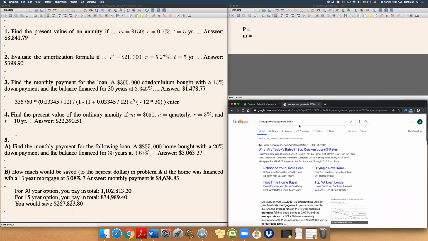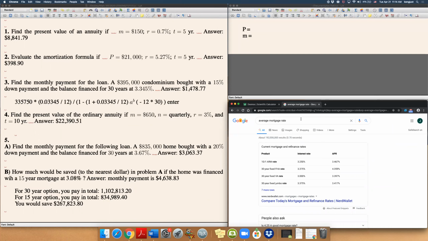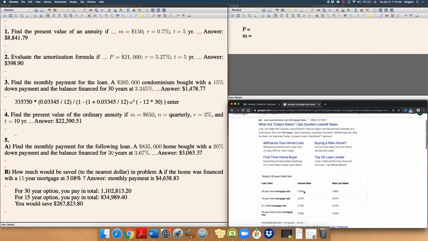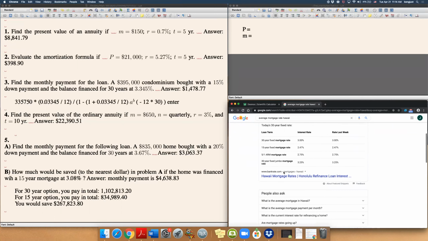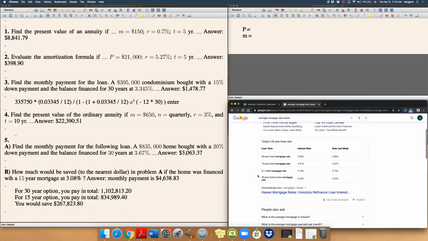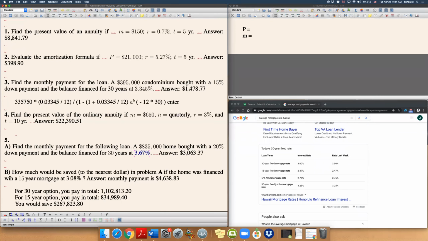Wait, where did I get this from? I forget. This looks a little different. Maybe it's Honolulu. What the? I don't know what happened. Let's change to these values. Is this Hawaii? Yeah, this is Hawaii mortgage interest rate. Okay, well, it's lower. I looked this up half an hour ago. It was different, but anyways, maybe I typed something wrong.